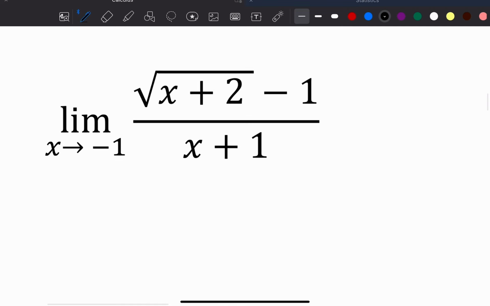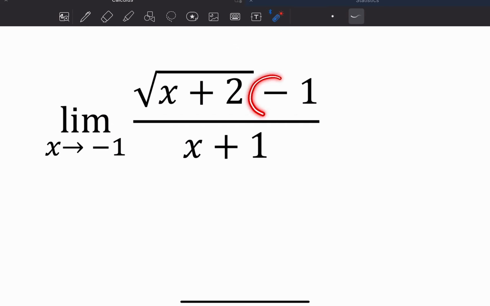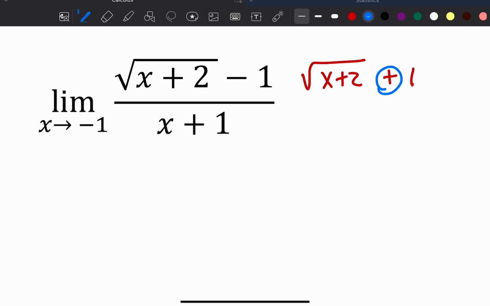Okay, next technique here is getting rid of a radical using the conjugate method. Remember, the conjugate means you take the part that has the radical and multiply the top and bottom by that, only changing this sign. So it's negative, we're going to change it to positive. So our conjugate is going to be the square root of x plus 2 plus 1. Notice that this plus and this minus are opposites. Okay, and then on the bottom, x plus 2 plus 1.